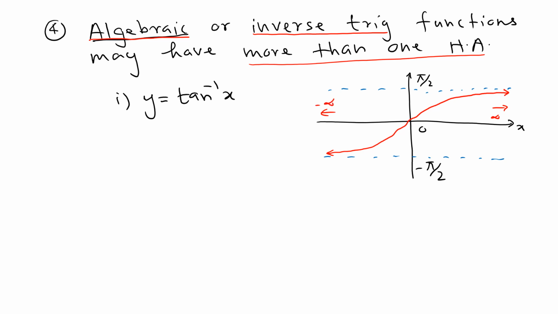So this line is y equals pi over 2. This one is y equals negative pi over 2. Those are the two horizontal asymptotes for this one.